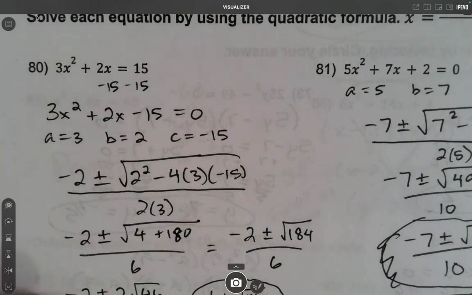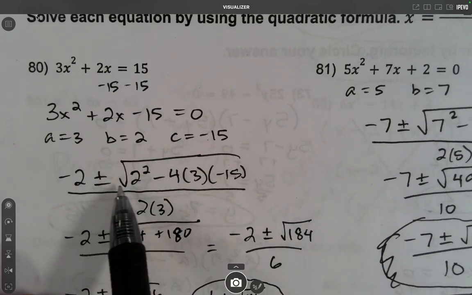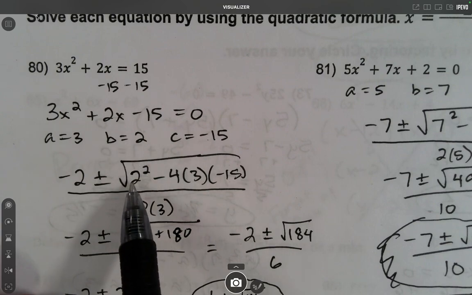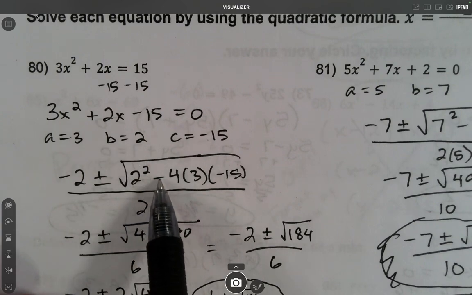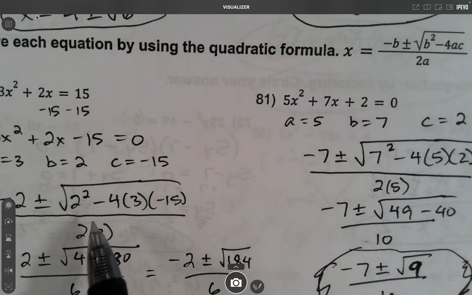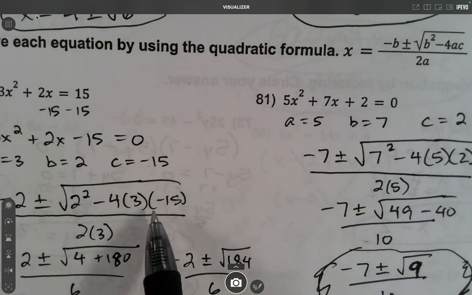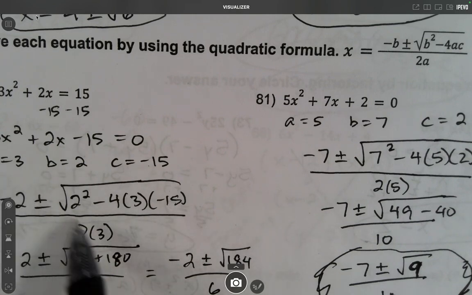They're just the coefficients. So I plug in -b plus or minus the square root of b squared minus, see if I can get this visible for you. There you go. Minus 4 times a times c, all divided by 2 times a. So if you want to pause just to see where I put all these numbers in, you can.